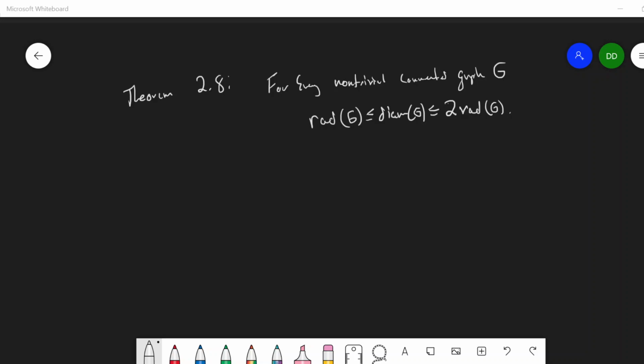In this video, we'll talk through Theorem 2.8 and discuss what it means for a bound to be sharp. And before we do this, we'll take a look at a couple examples of diameter and radius.